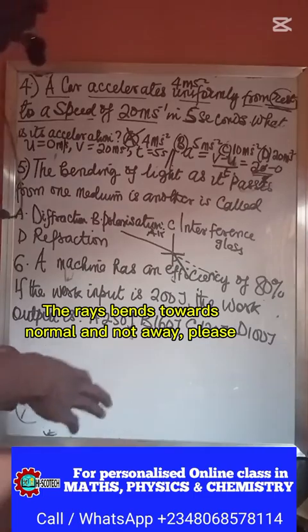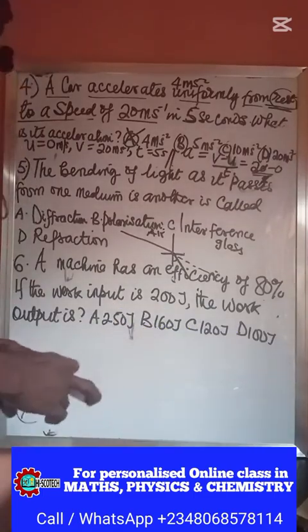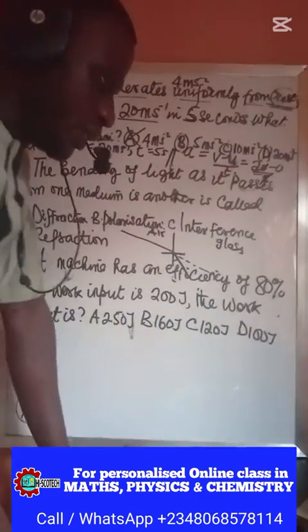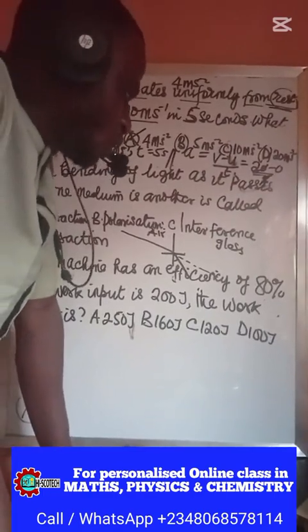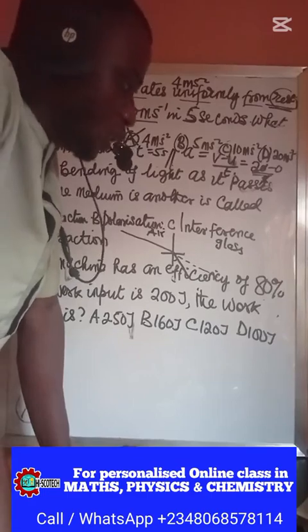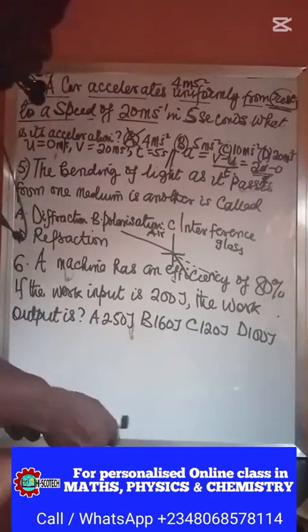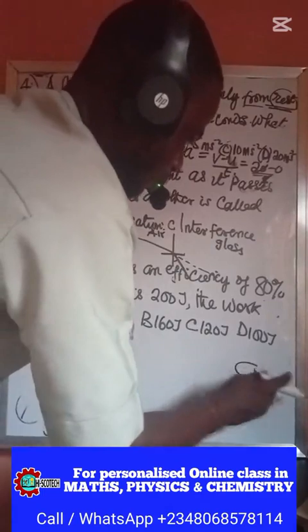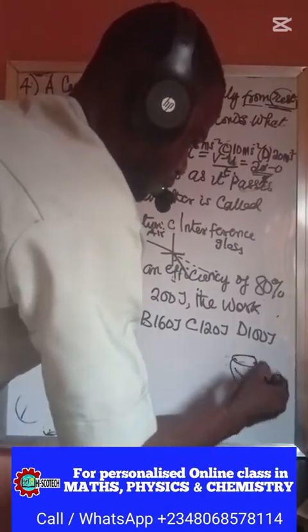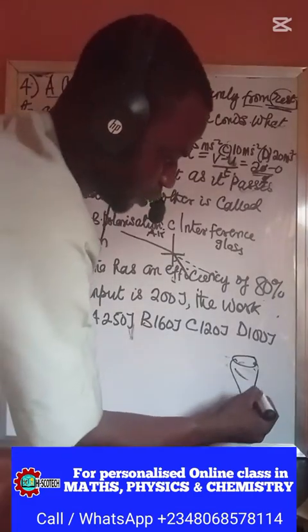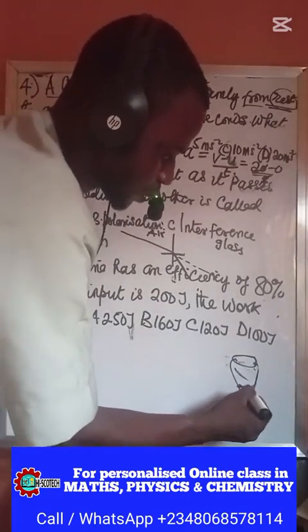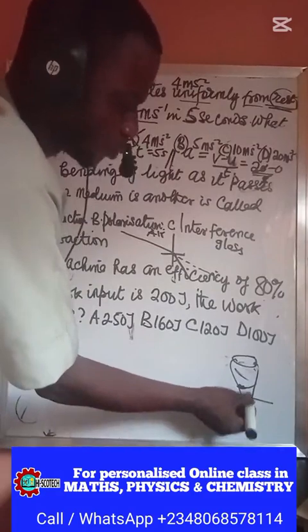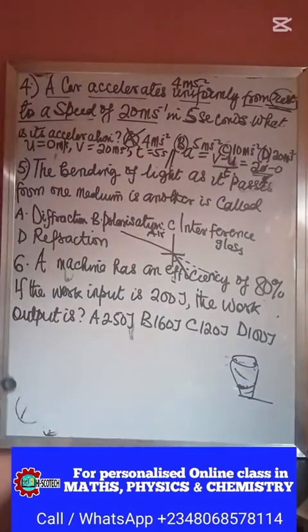And that is the reason why we have some occurrences in nature. For example, when water is poured in a basin or in a glass cup, if the level of the water is somewhere here, and this is the bottom, it will be as if the bottom is somewhere raised up.